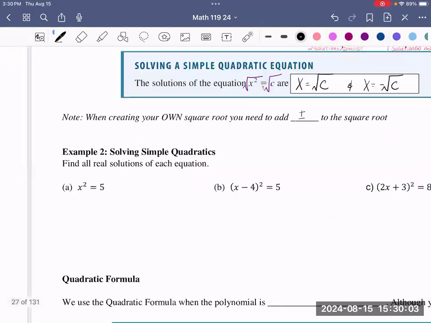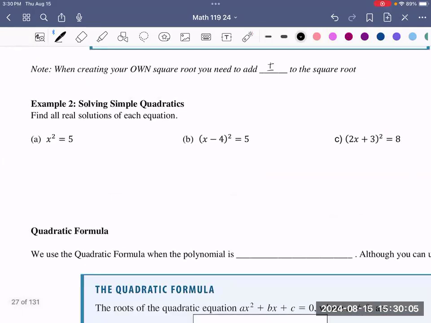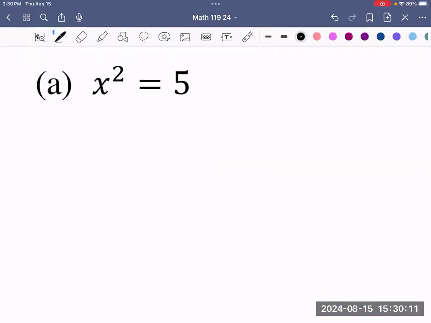So with that in mind, can you give A, B, and C a shot, or maybe just A shot? So here you have x squared is equal to 5. So it's already in that form before. Let's say it wasn't. Let's say this was x squared minus 5 is equal to 0. Let's say it's this variation.